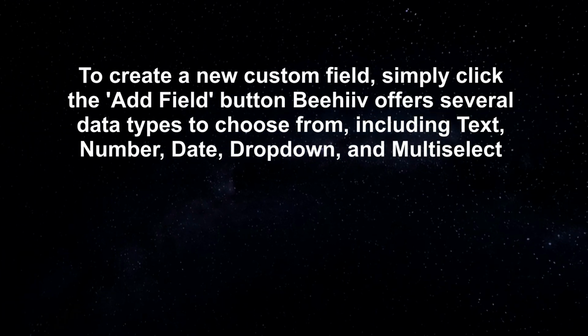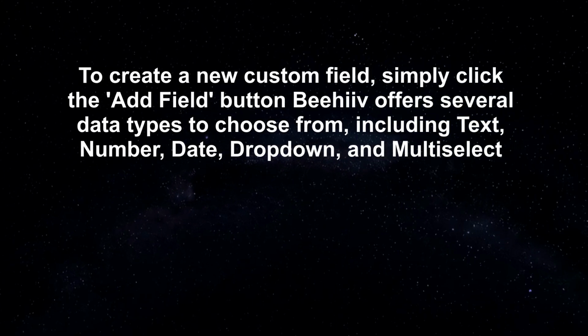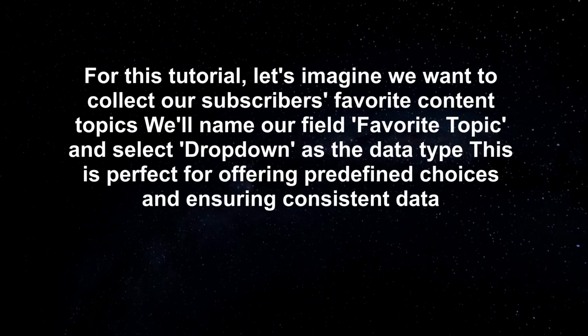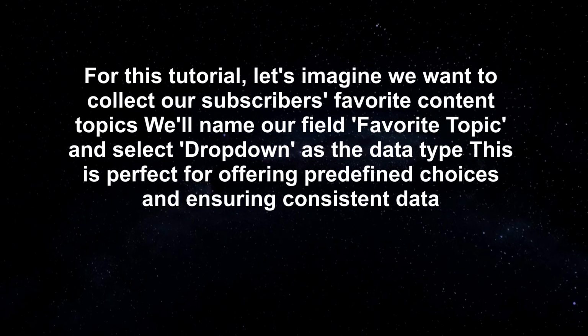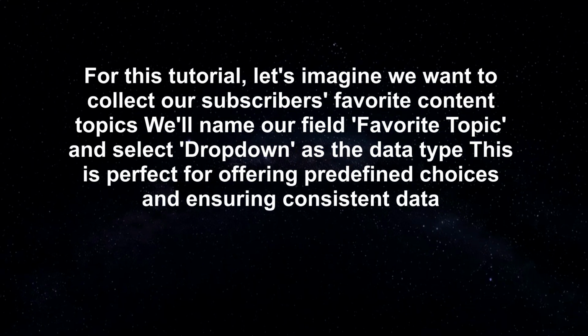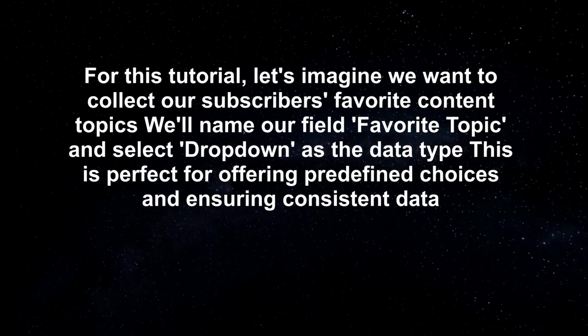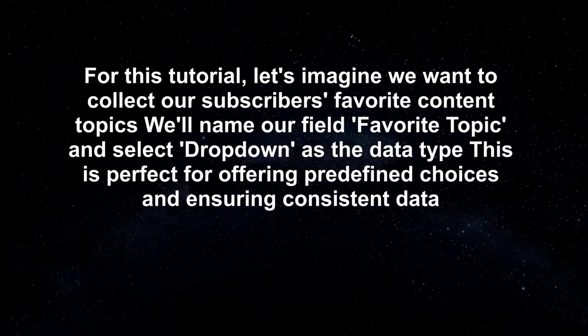Beehiiv offers several data types to choose from, including text, number, date, dropdown, and multi-select. For this tutorial, let's imagine we want to collect our subscribers' favorite content topics. We'll name our field Favorite Topic and select Dropdown as the data type. This is perfect for offering predefined choices and ensuring consistent data.